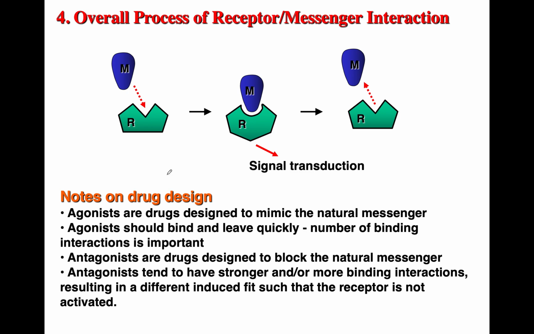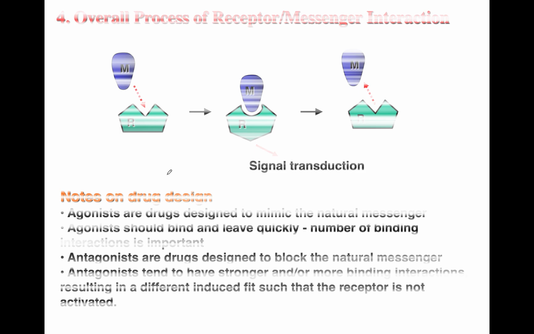So remember, the messenger, the agonist or the endogenous ligand, is going to bind, causing a conformational change that in many cases is going to lead to the opening of an active site or the opening of another binding site that's then going to bind a different molecule. In this case, when the antagonist binds, the induced fit is different. So that binding cleft that was supposed to be open will not be open, and so the receptor will not be activated.